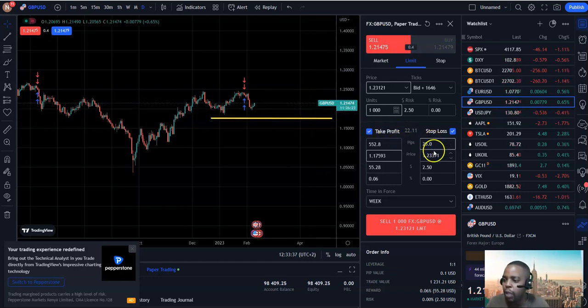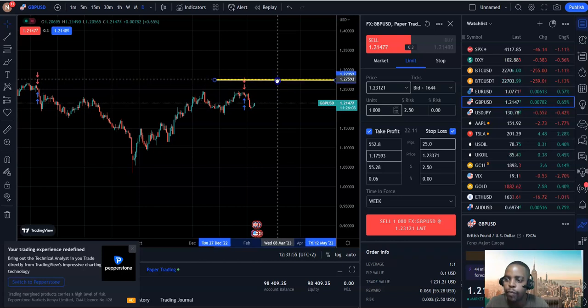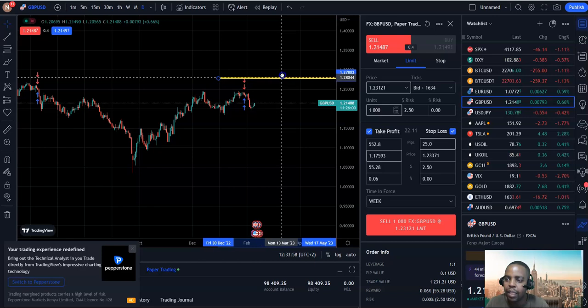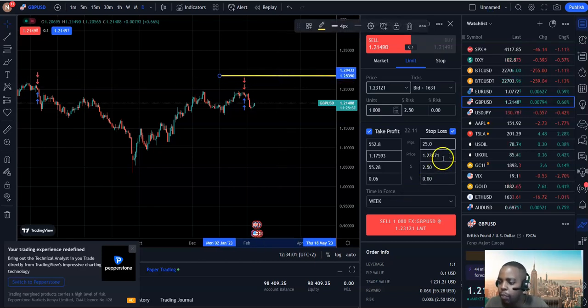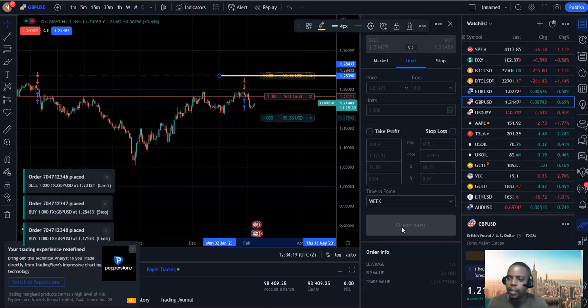Now let us put our take profit here, and then we do our stop loss adjustment. Take profit, I already did that. We want to put a stop loss if it goes any higher than this. I would like to take it up here. That's my stop loss. It's 1.28433. Then you place it, here we go, sell limit order. These are pending orders.